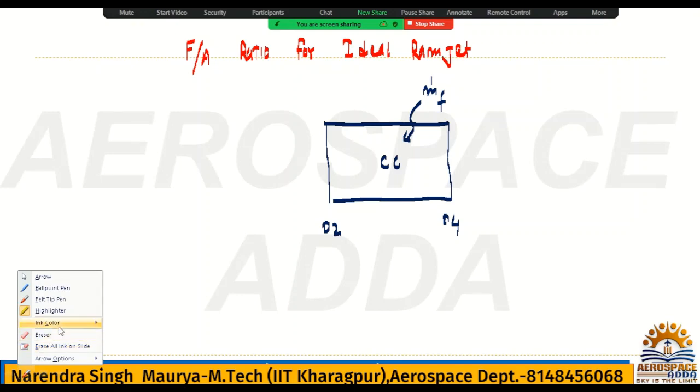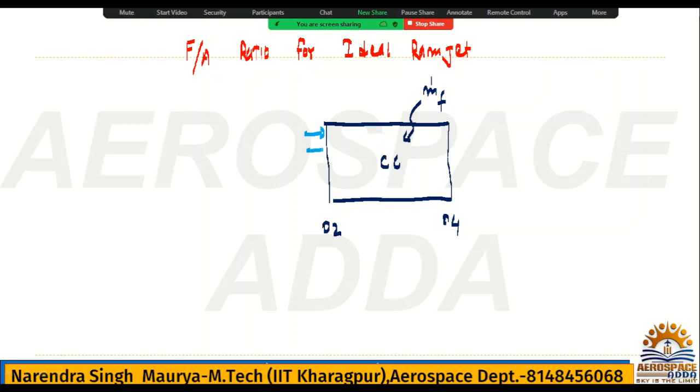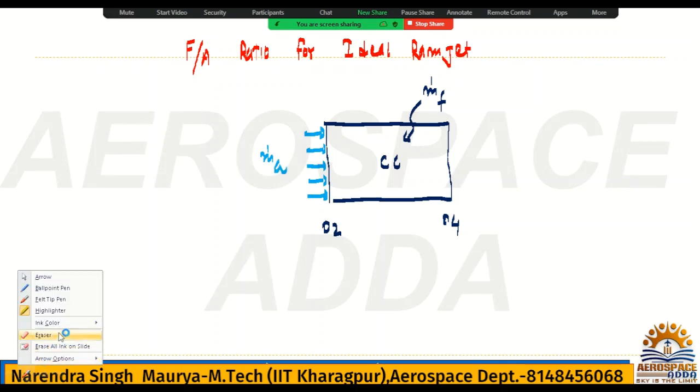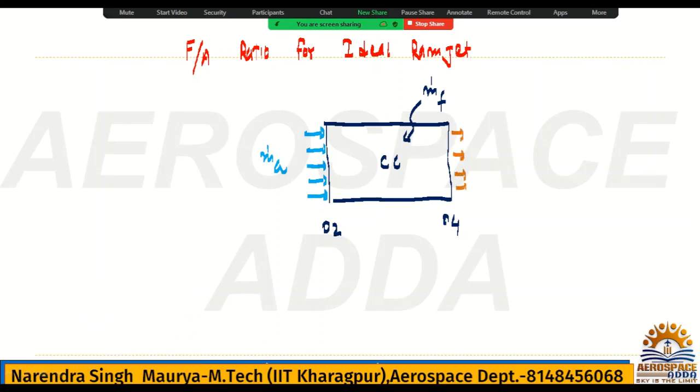Now here in this combustion chamber, from the diffuser the fresh air is entering here, like this. This is the fresh air, m dot a. You have added fuel in the combustion chamber, so the exit will be gas, and gas is nothing but m dot a plus m dot f, where f is the fuel. This is also called m gas. Okay. Now we'll balance the energy here.